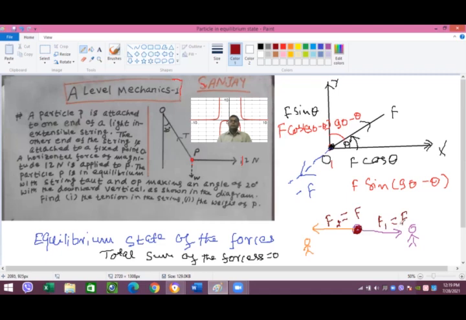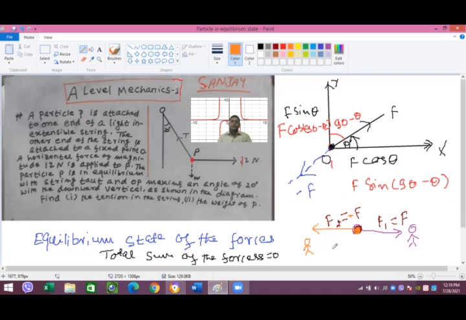But what is the difference between these two forces is that one is a positive force, then this is opposite to the force applied by this person, so therefore F2 equals negative F. So if these two forces are equal in magnitude but opposite in direction, in that case the particle is in equilibrium state.